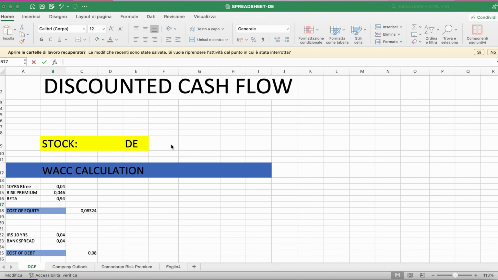And the data that I've taken comes from Seeking Alpha and the New York University website for the risk premium and so on.